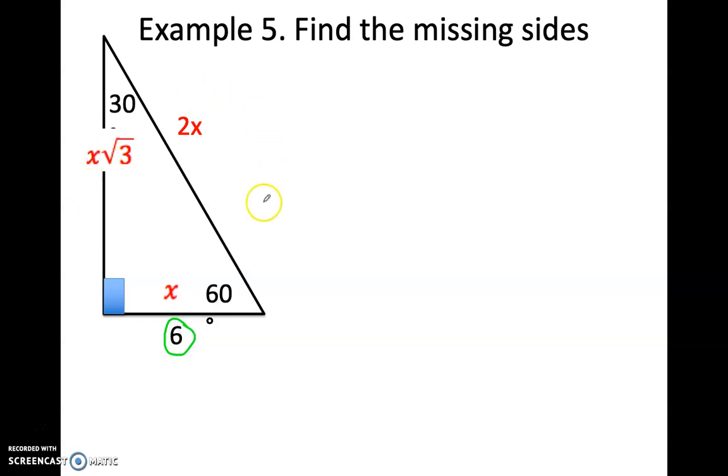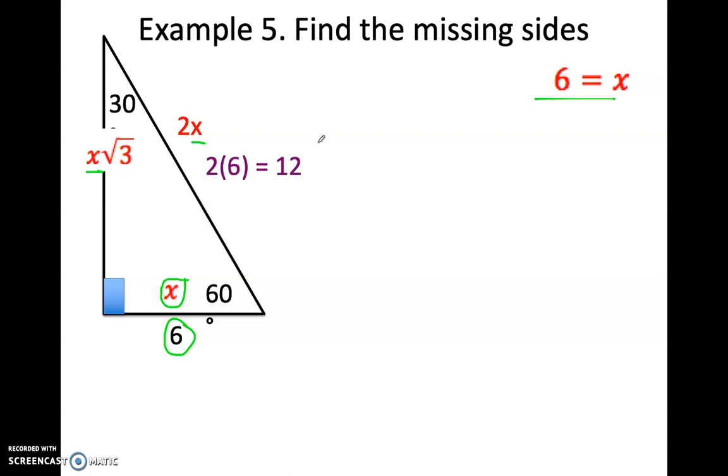The 6 corresponds to which of these sides? It corresponds to the x. So we're simply going to set them equal, and it looks like that. Now we're going to get x by itself, which it is. So this x and this x are going to become 6's. What's the hypotenuse going to become?